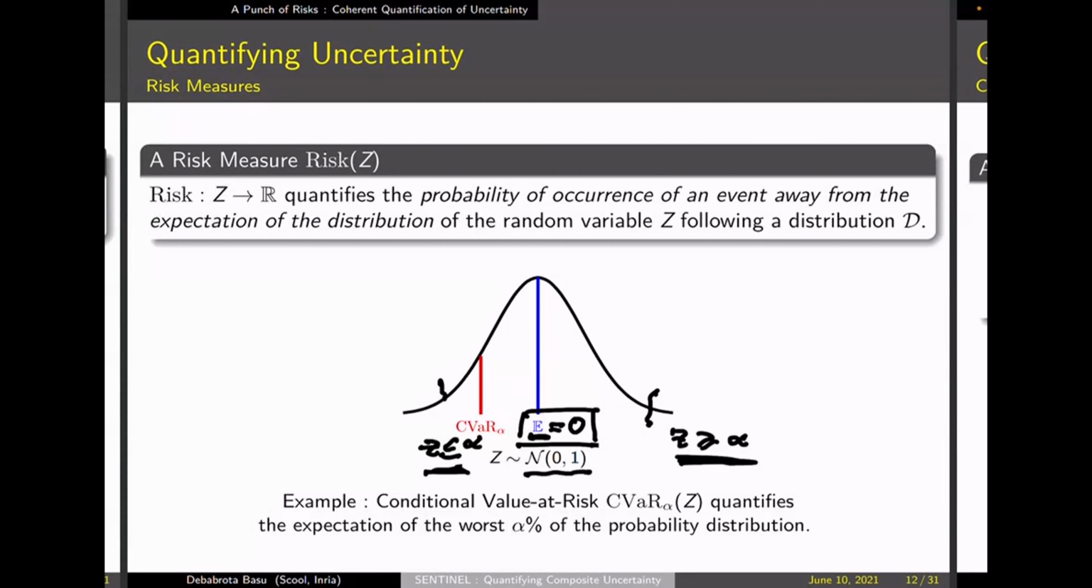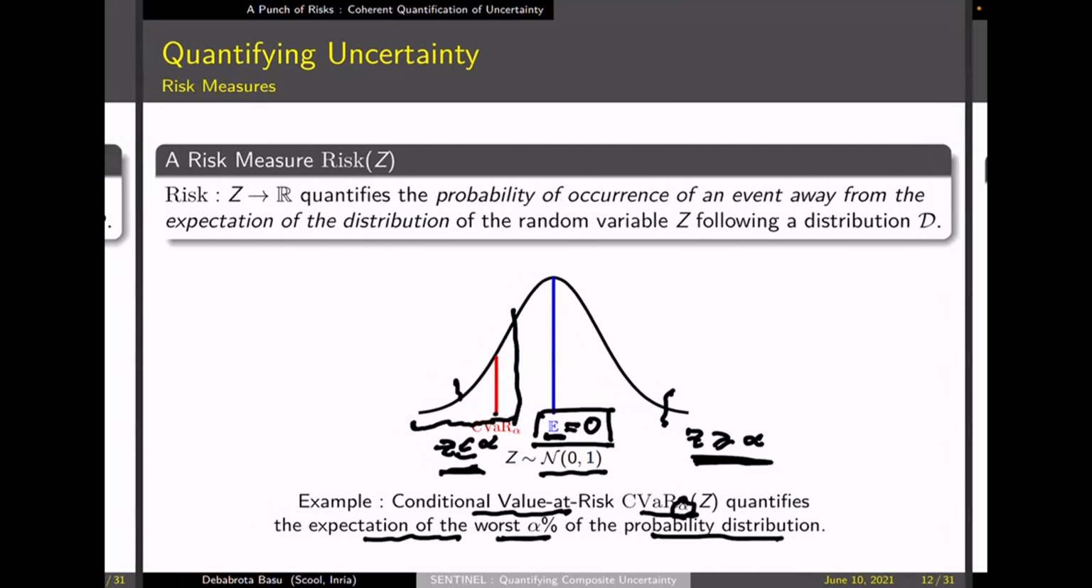And one of these examples is conditional value at risk, which is pretty much used in decision making, finance, and other operations research and other places. What does CVaR quantify? CVaR always comes with a parameter alpha, and CVaR alpha quantifies the expectation of the worst alpha percent of a probability distribution. So if we take, for example, the left tail as the worst tail, and if we take the alpha percent of it, the CVaR quantifies what is the expected value in this alpha part of the tail. So what is the expected value for the lower alpha percent of the tail? That is exactly the CVaR alpha.